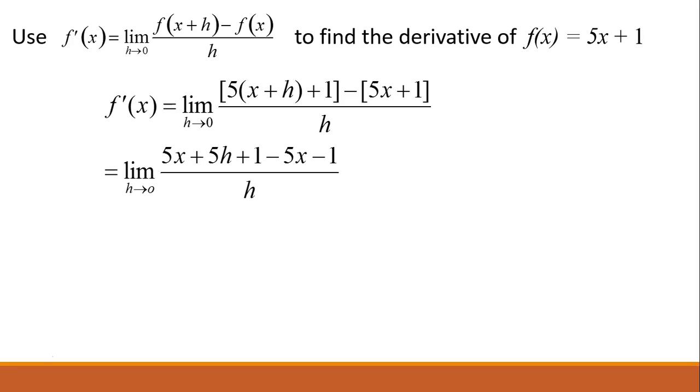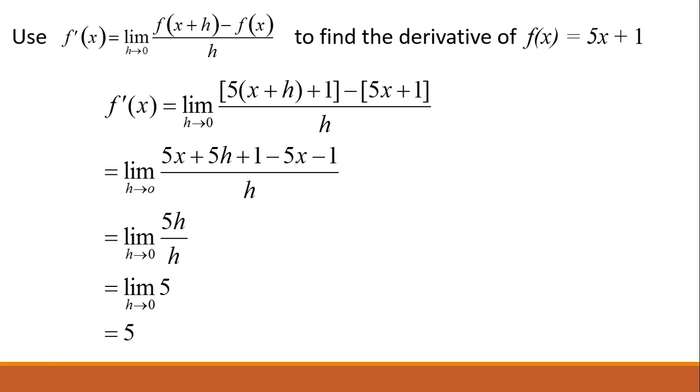We'll distribute the 5, and then we've got some like terms that are opposites, 5x minus 5x and 1 minus 1. And now we've got a factor of h in the numerator and denominator that we can cancel out. And we have the limit as h approaches 0 of 5. Now this looks a little funny because at this point we need to substitute 0 for our h's, and there is no h, so that means the limit as h approaches 0 of 5 is just 5.